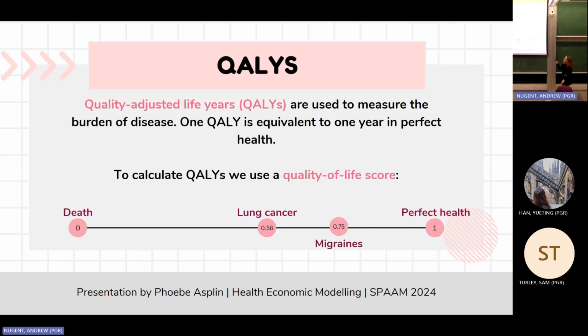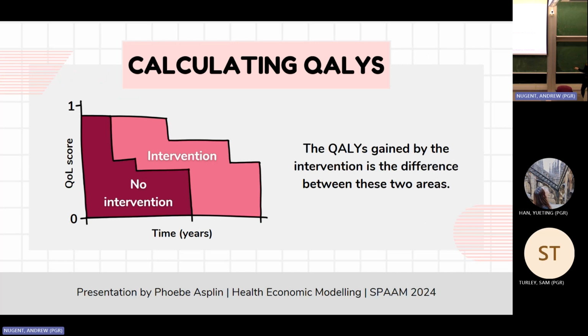To do this, we can use QALYs, or quality adjusted life years. This is a measure of the benefit of our intervention. One QALY is equivalent to 1 year lived in perfect health. We have this quality of life score, which is used to weight our QALY. A score of 1 is perfect health, a score of 0 is death, and pretty much everything else is in the middle somewhere. Although you can get some things which are in the negative, deemed to be worse than death.